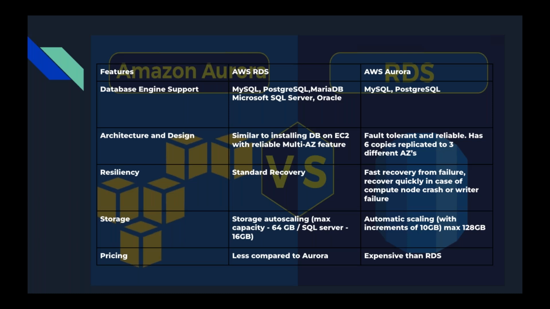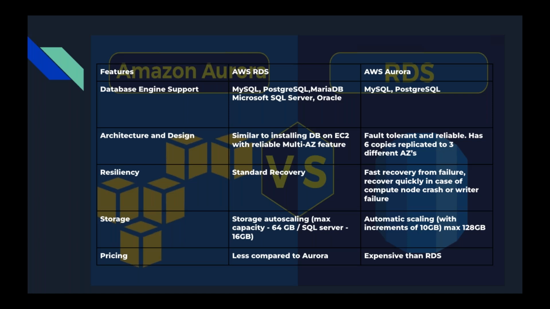Also, in terms of architecture and design, RDS is similar to installing a database on EC2 with the reliable multi-AZ feature, but in Aurora, you get the fault-tolerant and reliable feature, which has 6 copies replicated across 3 different AZs. In terms of resiliency, RDS has the standard recovery, whereas Aurora offers faster recovery from failure. In terms of storage, the storage auto scaling maximum is up to 64 GB in RDS, whereas in Aurora you can automatically scale, and the maximum storage is up to 128 GB. Also, in terms of pricing, RDS is comparatively less expensive than Aurora, and Aurora is a bit more expensive than RDS.